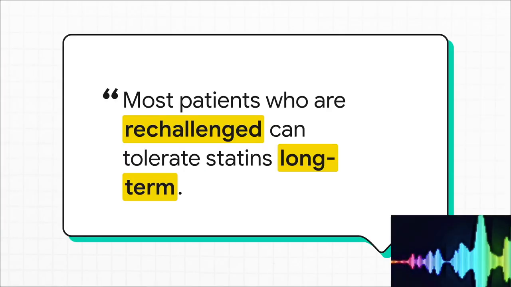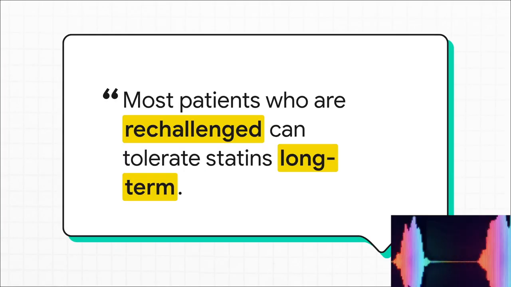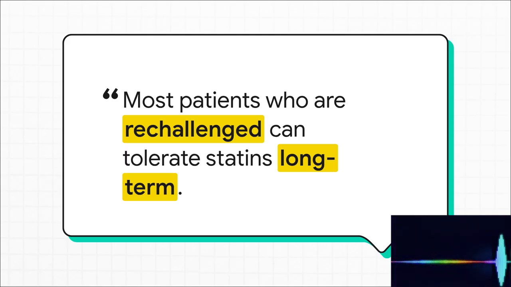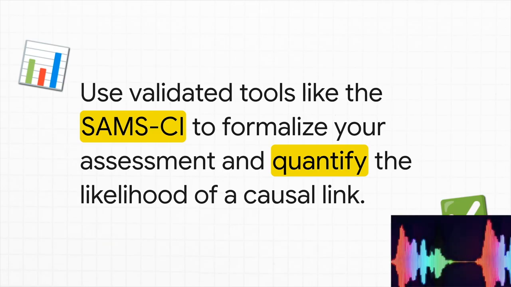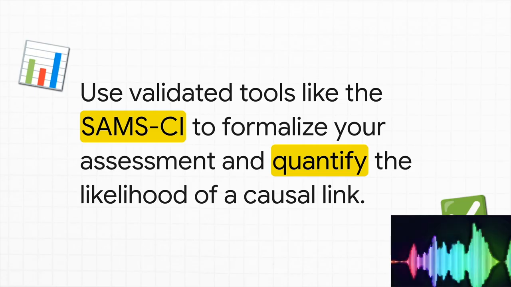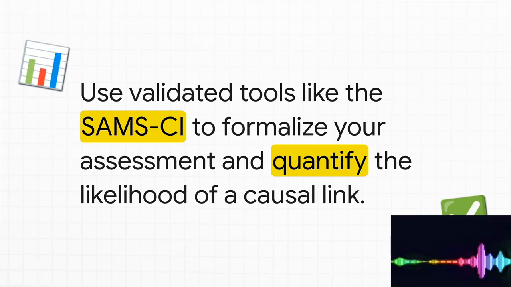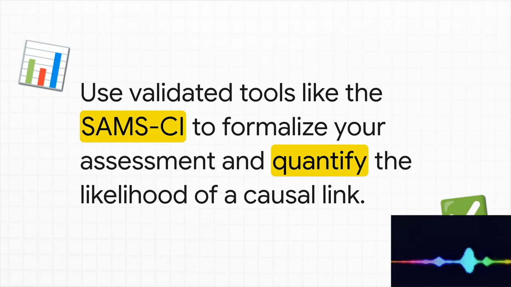And here is the key piece of information that should give you and your patient a ton of confidence. The evidence is just overwhelming. This study found that the vast majority of patients who stop a statin because of side effects can successfully tolerate one when they're properly rechallenged. That is a powerful fact to share. Now, if you've got a really complex case or you just want to add another layer of objectivity to your workup, you can use a validated tool. The SAMS-CI is a great one. It's basically a scoring system that looks at the pattern of symptoms and helps you quantify the probability that the statin is the actual cause.